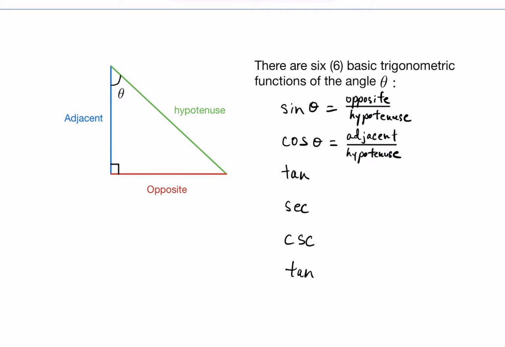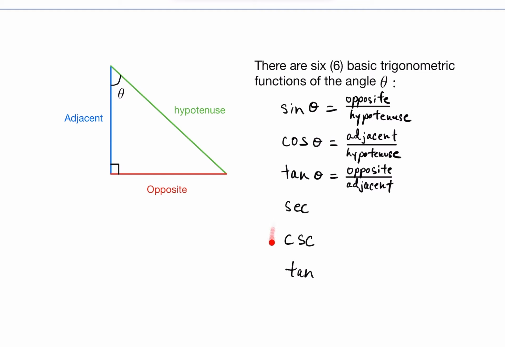And then the tangent of that angle is equal to the opposite over the adjacent. Okay, so the tangent of this angle theta is going to be the opposite over the adjacent. And when we talk about opposite and adjacent and hypotenuse, we're talking about the length of each of those sides. Okay, so we've established three of the six.